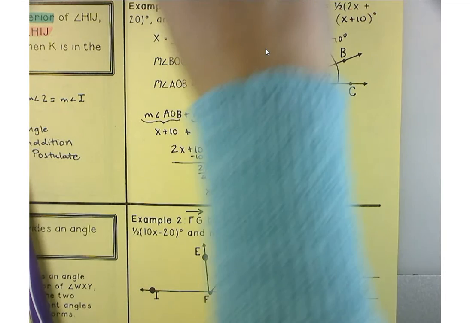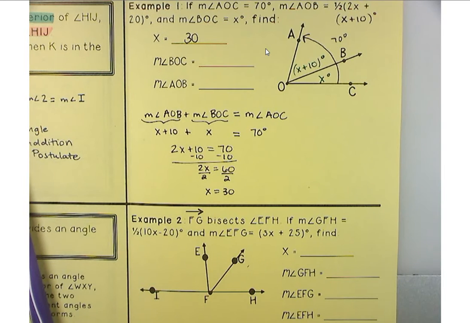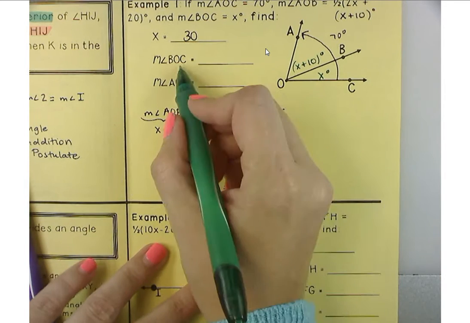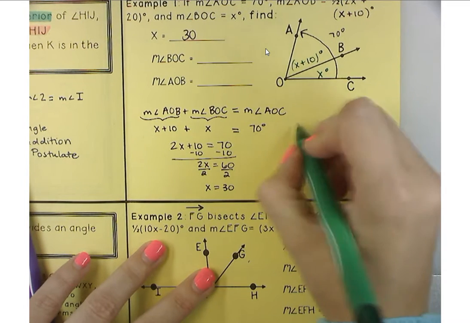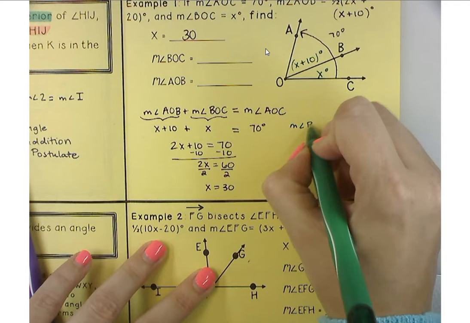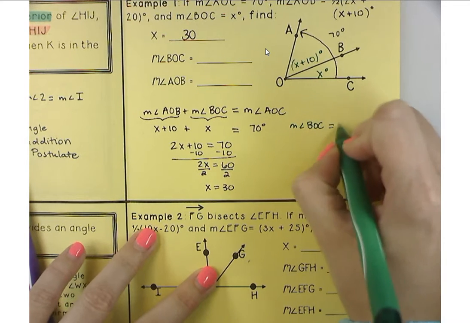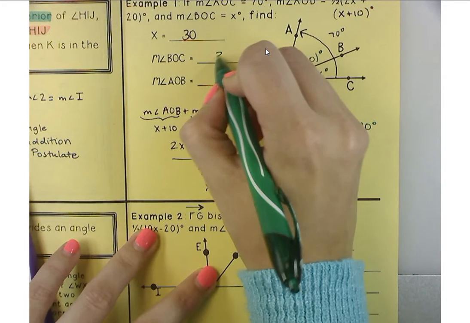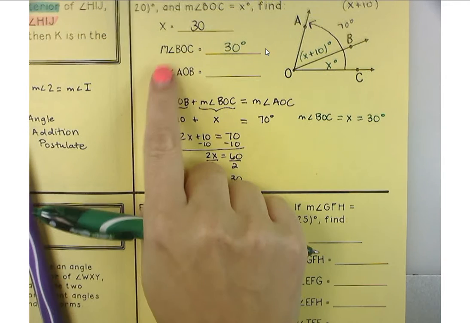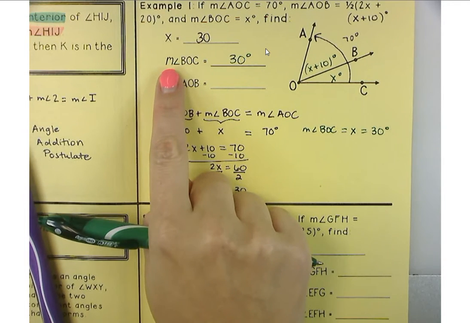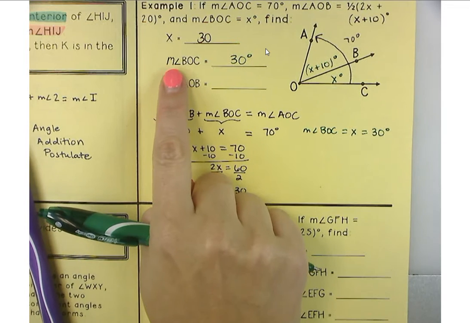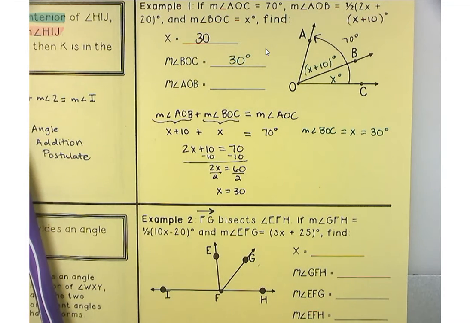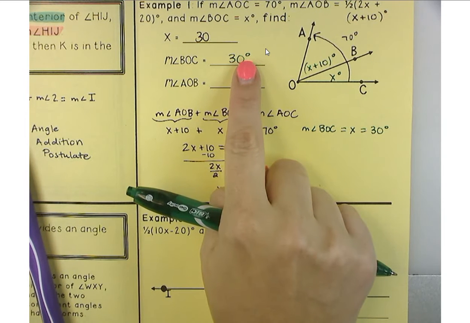Once you know what x is, we're going to use substitution again to find our angle measures. So the first one is BOC. Well, the measure of BOC is just x. So if I just plug in x, I'm going to get 30 degrees. When you see this M here, that means measure. So this is the measure of angle BOC. Whenever you have a measure of an angle, you have to put your degree sign. So you're measuring in degrees.